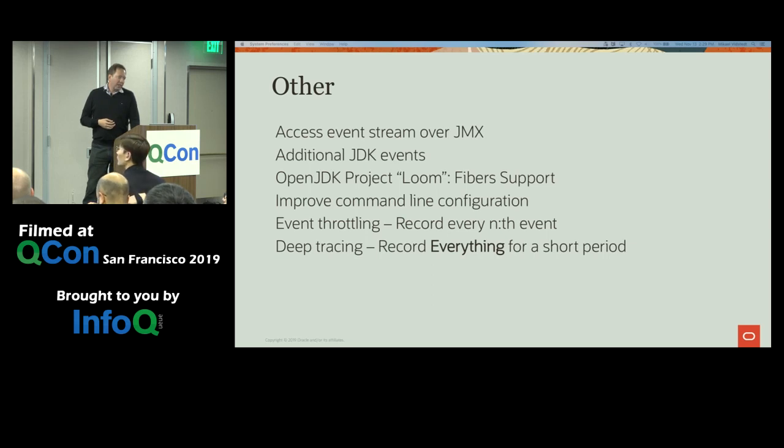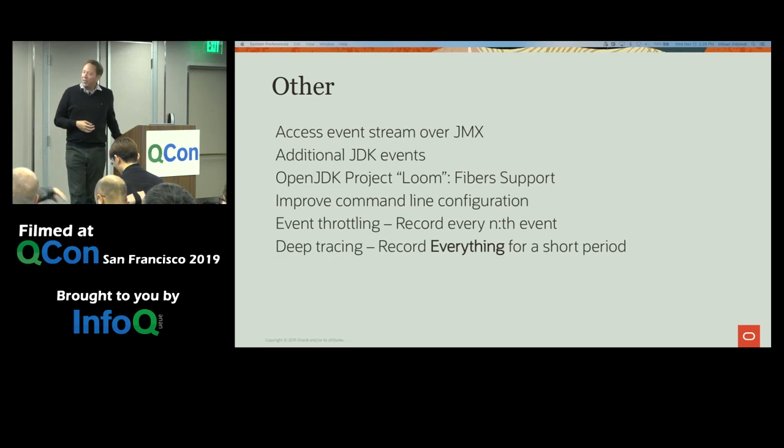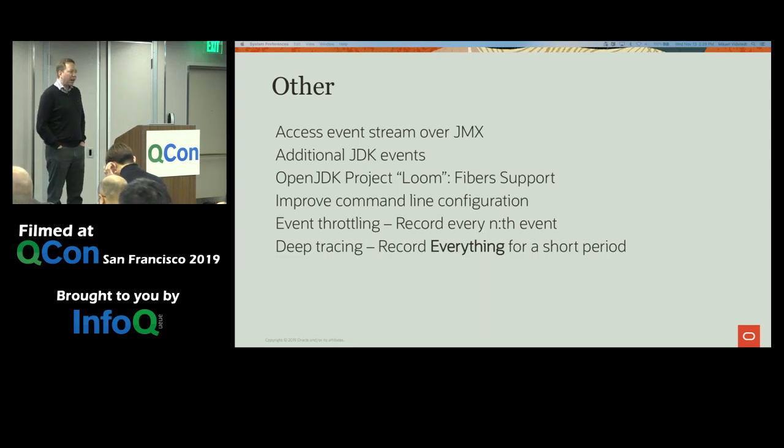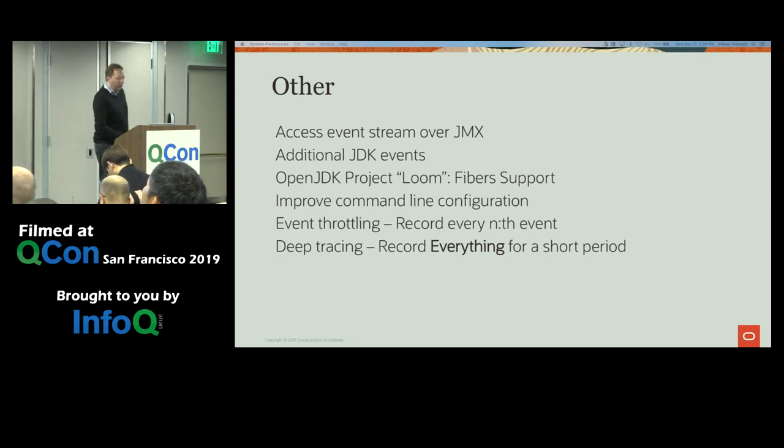The command line is something that is always hard with usability, but I think we can do some tuning to make that slightly easier to use. There are a couple of other things that we're looking into. Event throttling. So instead of just filtering on name and duration, maybe you want to record a sample every nth event of a certain type, that sort of thing. And deep tracing, in the sense of maybe for a short duration, you actually want to capture everything just to get a very, very detailed view of what's going on. So this does put some stress on the code that is capturing events and making that efficient and all of that.